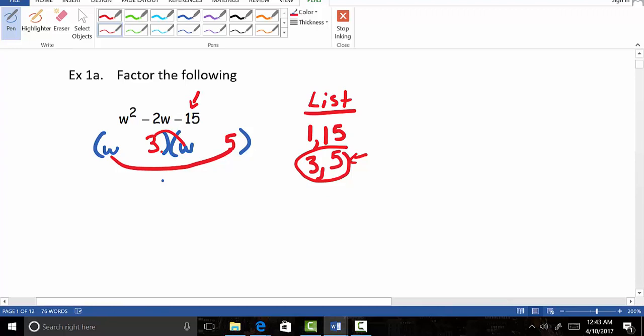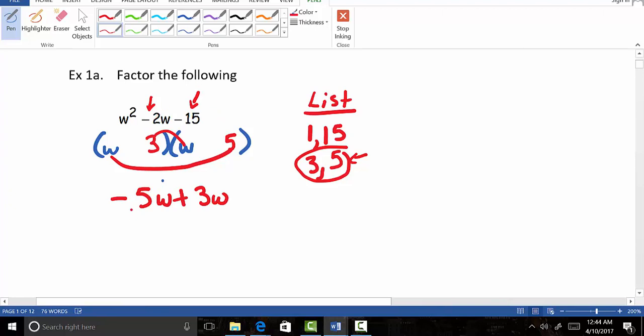Now we have to play around a little bit with the signs, because we do want a negative 2W there. So again, here we'd end up with 5W. Here we get 3W. Because we're trying to get negative 2W, we know that we obviously have to have more negative W's. And as a result, this one has to be negative 5W, and then this one has to be positive 3W. Because when we combine negative 5W plus 3W, we get that negative 2W that we're hoping for.